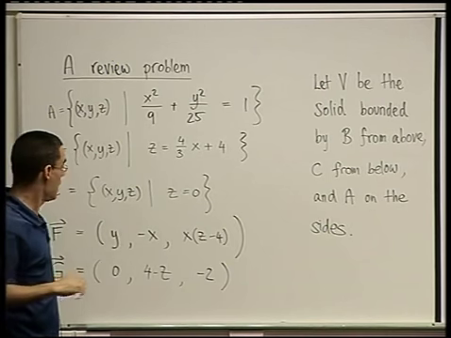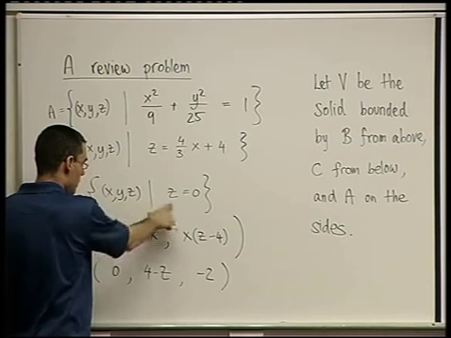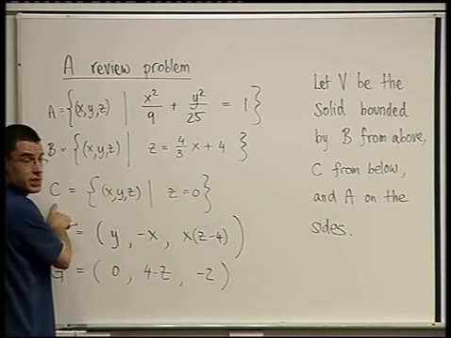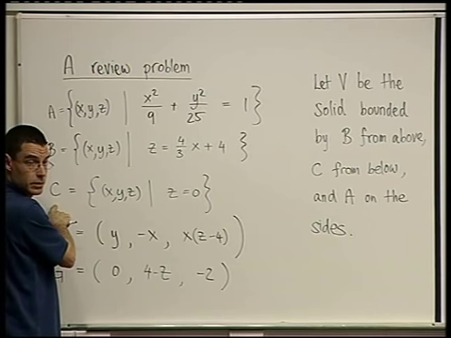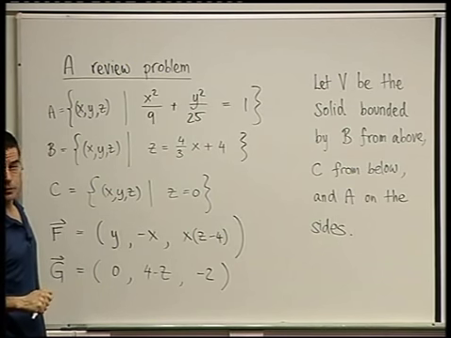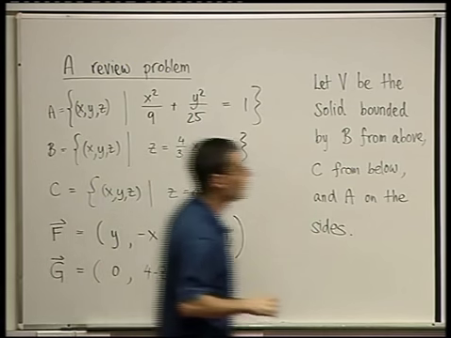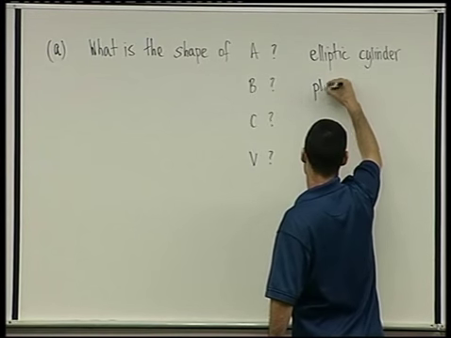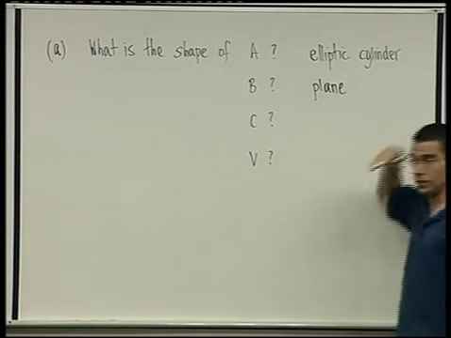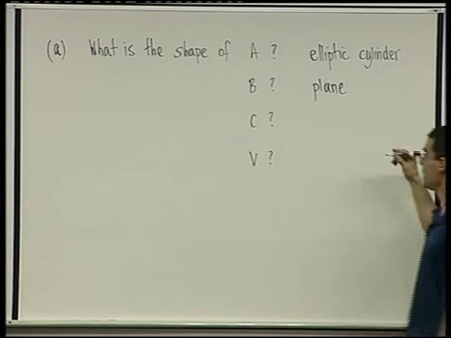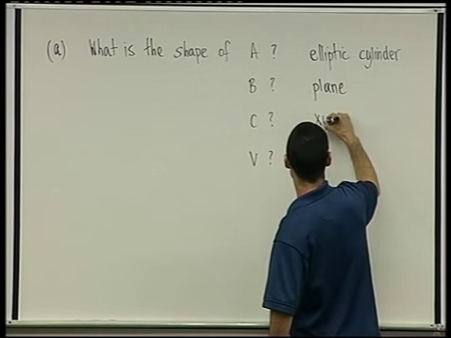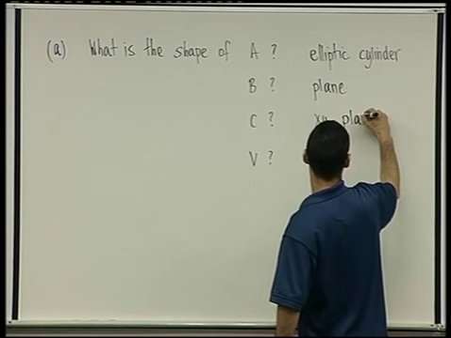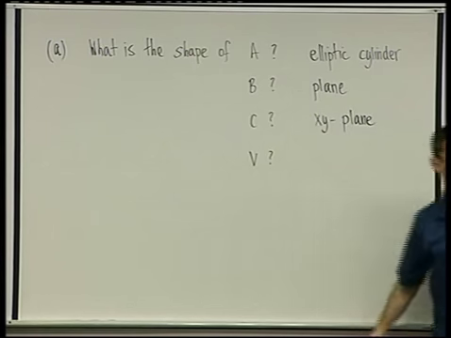So let's do C at the same time. What is C? Right, it's the xy plane. Do you agree? Okay, so B is a plane, some tilted plane in the xz coordinates, and C is also a plane, but it's not just any plane, it's the xy plane. Does everybody agree?